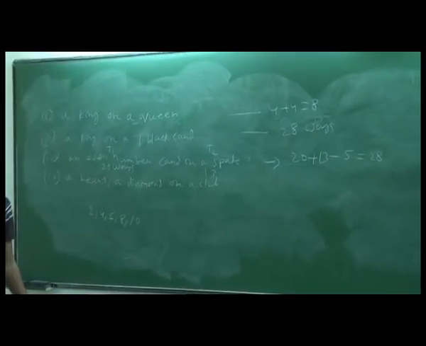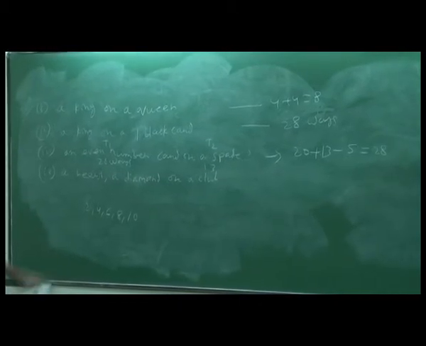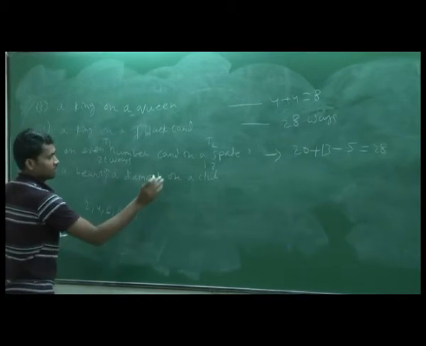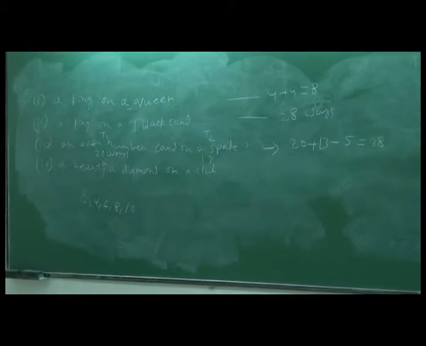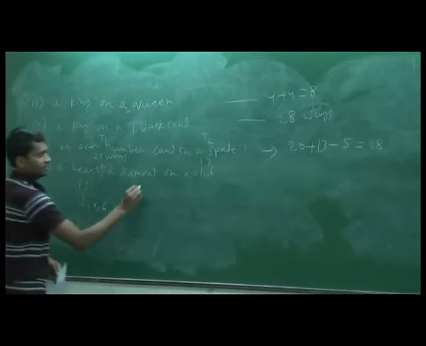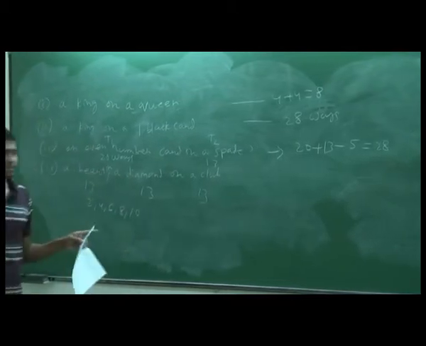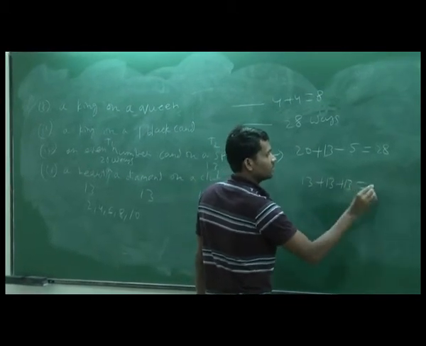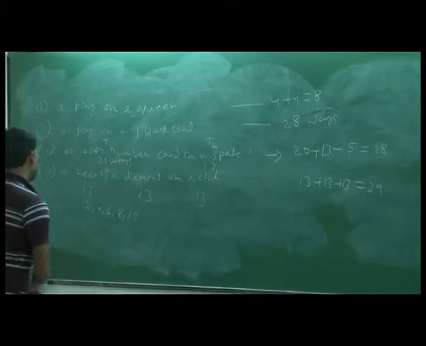A heart, a diamond or a club? It's 13 each. A heart or a diamond or a club, so 39, because this is 13, 13, 13 and we have to choose one suit only. So 13 plus 13 plus 13 is equal to 39, right? Okay. Good.